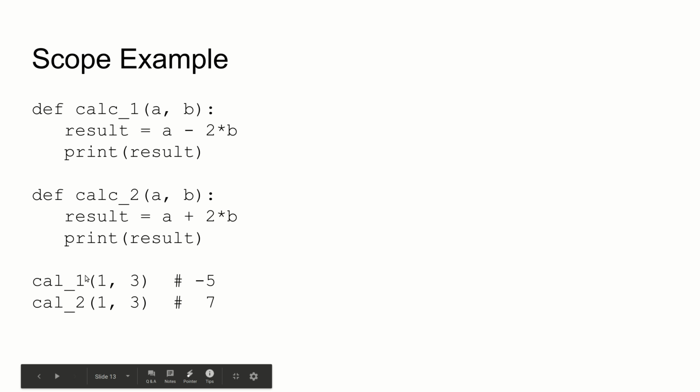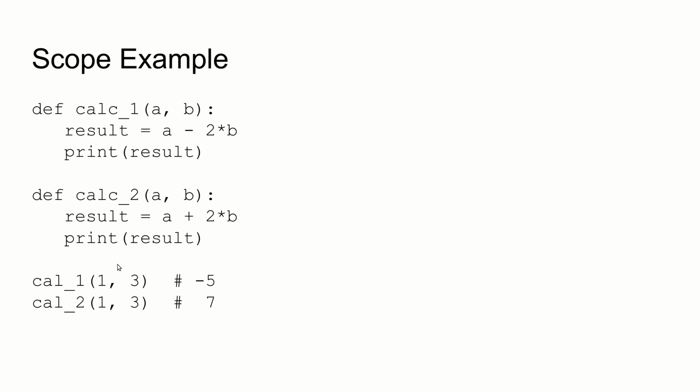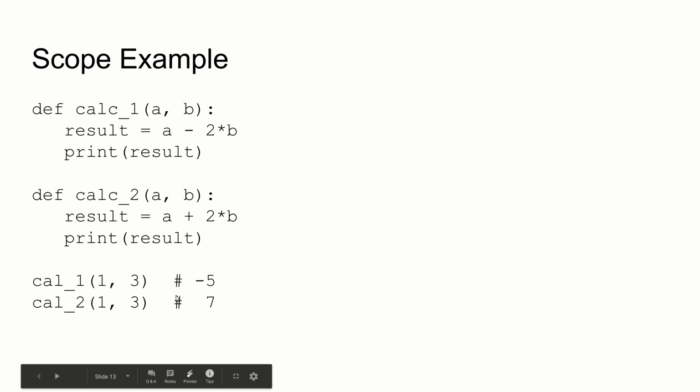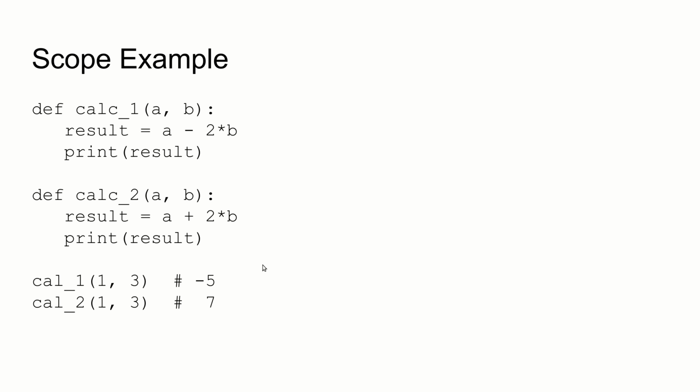Even though these were given the same values for a and b, I will get -5 from the first one because of that subtraction, and I will get positive 7 from the second one because of that addition. Now, when I say I will get that, what I actually mean here is that I will have printed out that value. So it's important to remember that things like a, b, and result exist inside of the scope of Calc1, or a different set of a, b, and result exist inside the scope of Calc2, but all of those go away the moment that I exit Calc1 or Calc2.